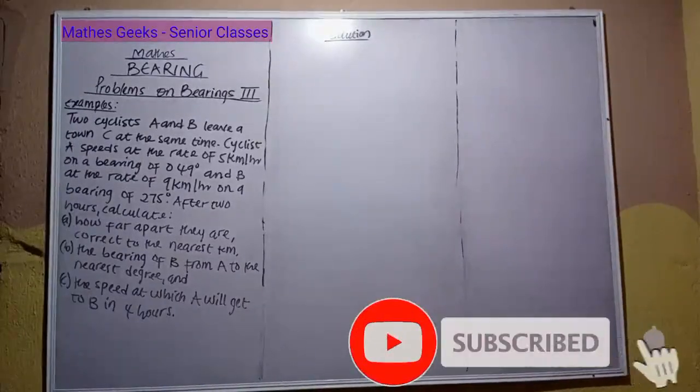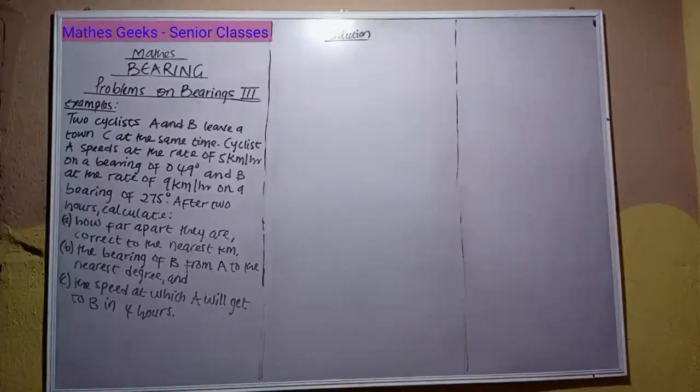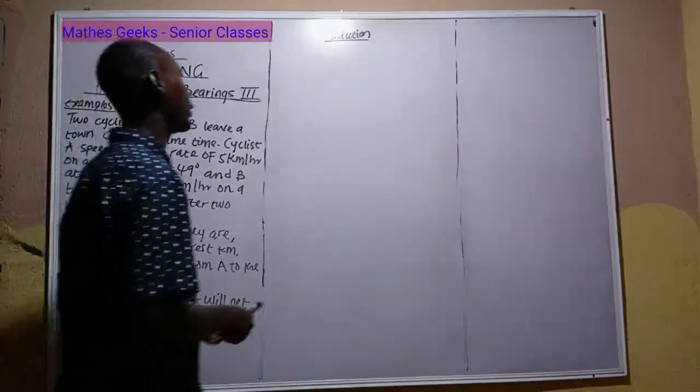Two cyclists A and B leave the town C at the same time. Cyclist A speeds at the rate of 5 kilometers per hour on a bearing of 049 degrees and B at the rate of 9 kilometers per hour on a bearing of 275 degrees. After 2 hours, calculate A, B, and C. What I mean by A, B, and C is the questions associated with A, B, and C.